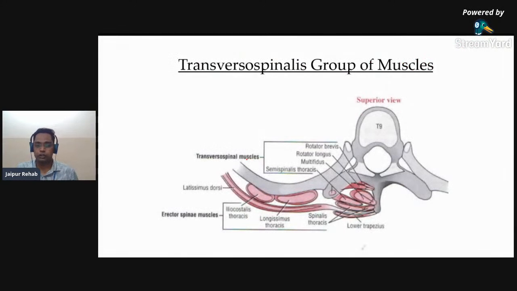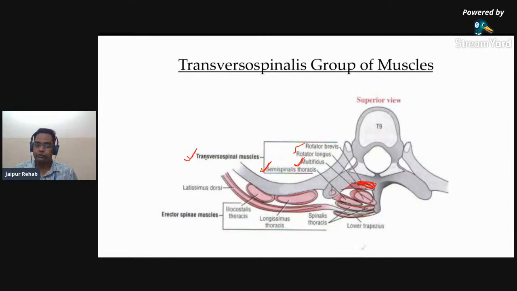Now this is the deepest group of muscles we have already talked about. That is the transversospinalis group of muscles. It contains muscles like semispinalis thoracis. It contains muscles like multifidus. It contains muscles like rotator longus and brevis. Rotator brevis, as you can see, is the deepest one. If it is the deepest one, it has the lowest momentum. If it has the lowest momentum, it is the internal stabilizer of this particular segment, right?